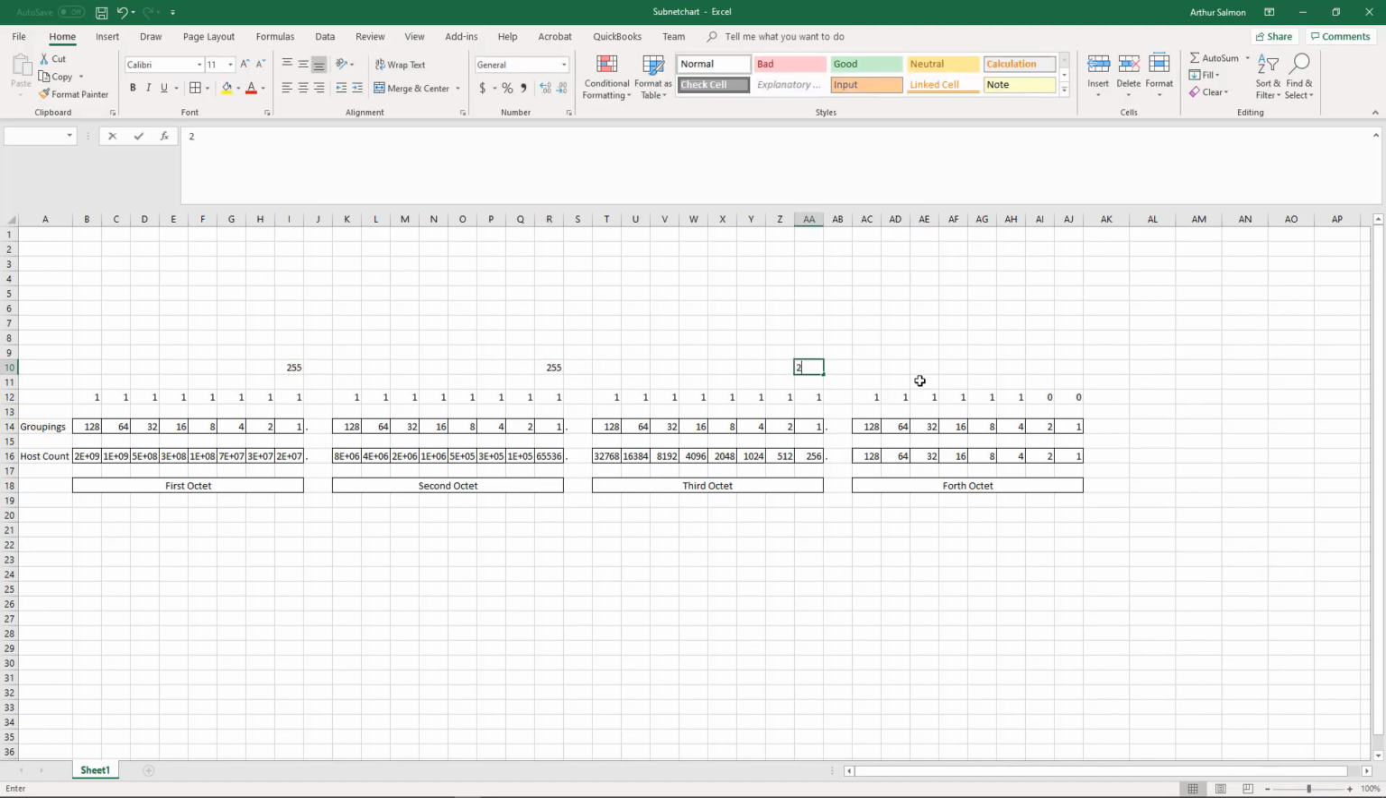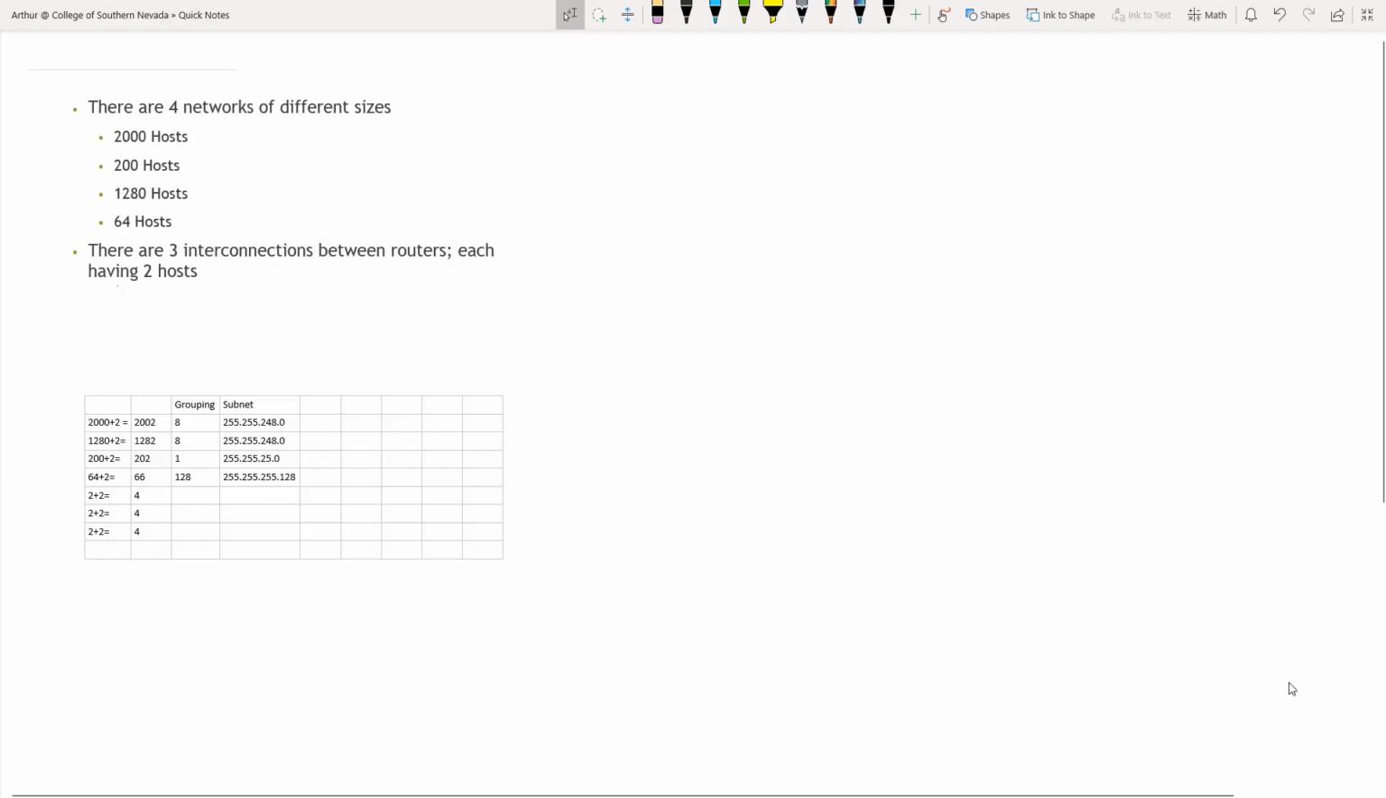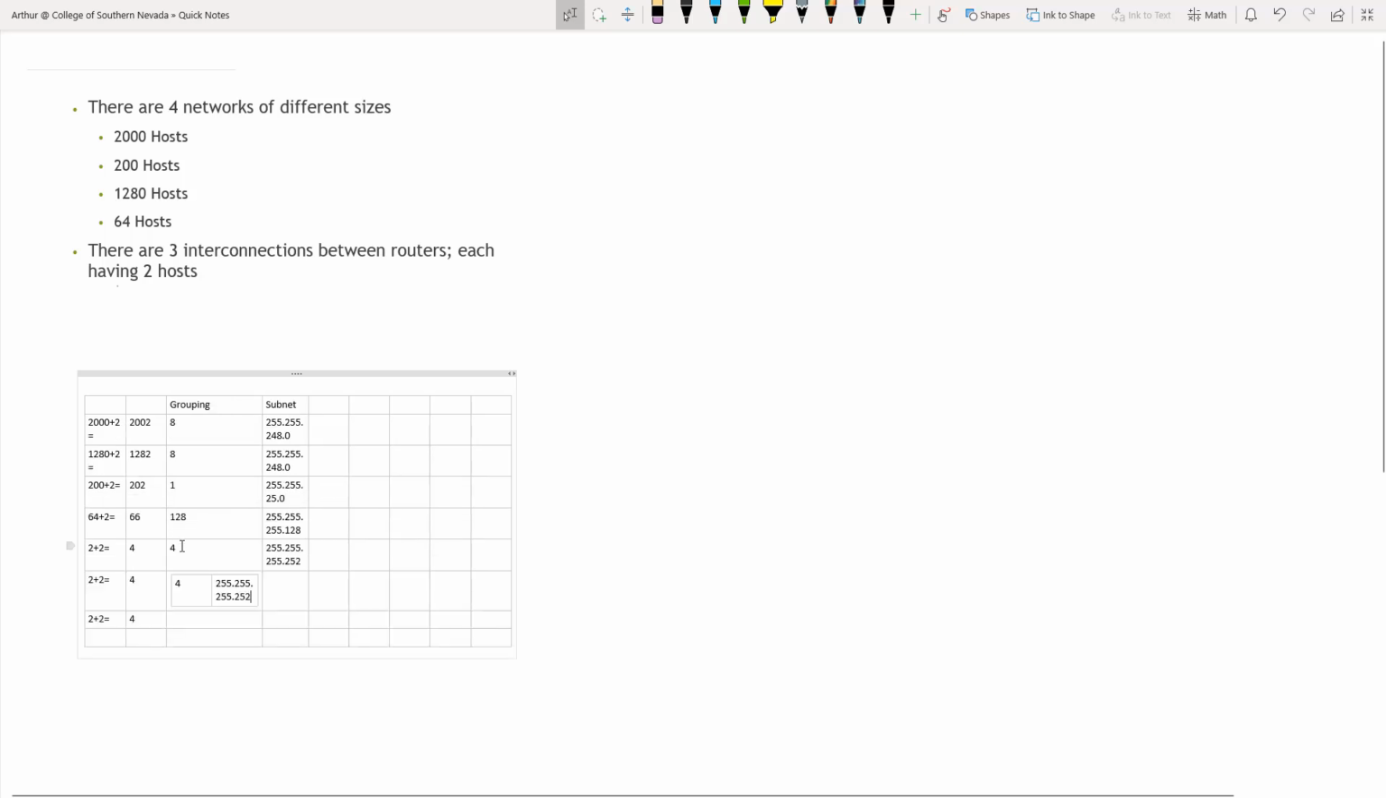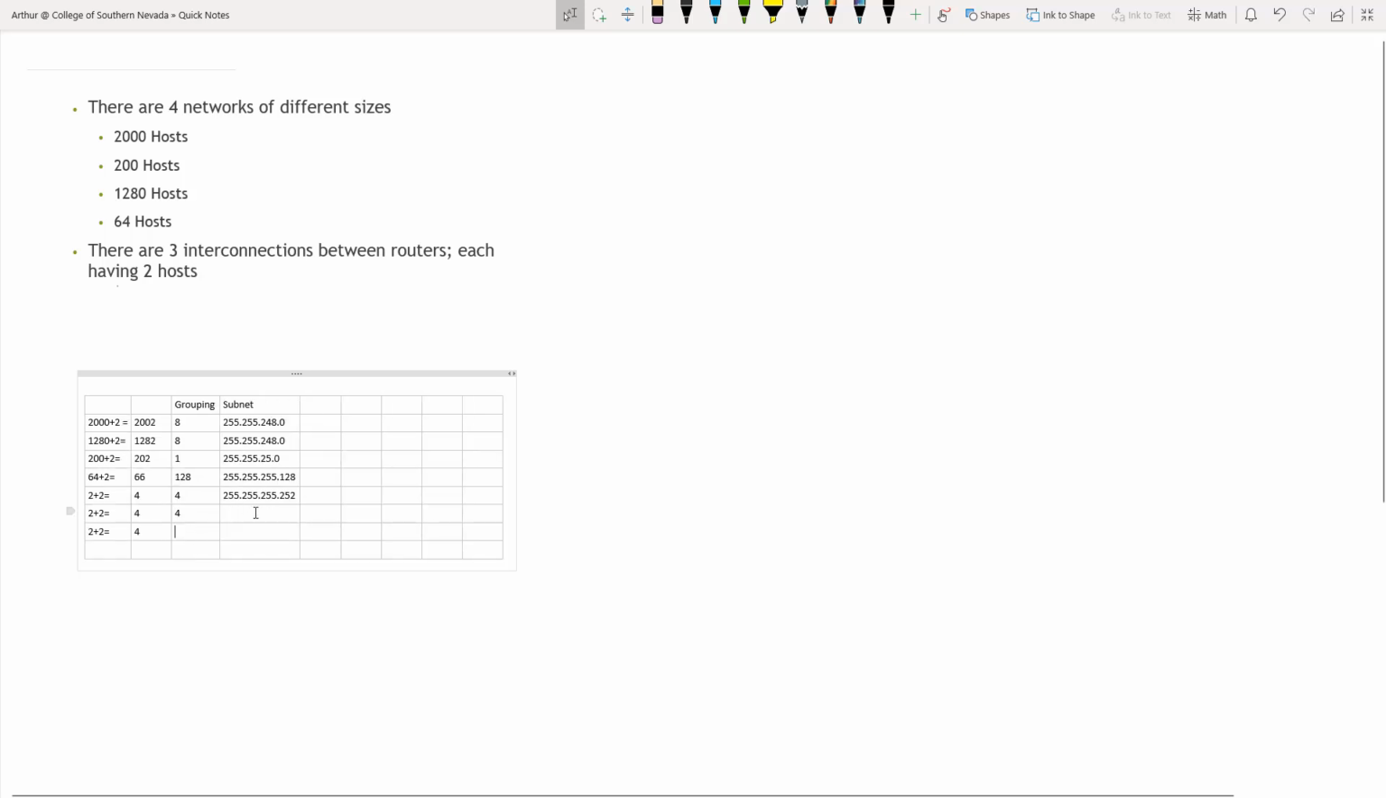Convert it back to decimal. This should be 252. Again, recognize where the grouping is. Groupings will be groups of 4. Subnet is 255.255.255.252. Groupings of 4. Subnet is 255.255.255.252. And that's going to be the same for the remainder ones. So 4 and 4.